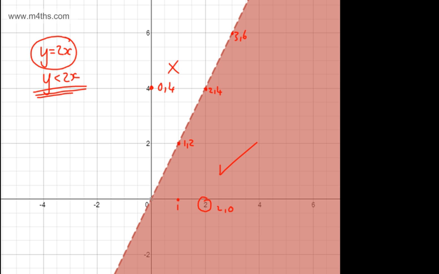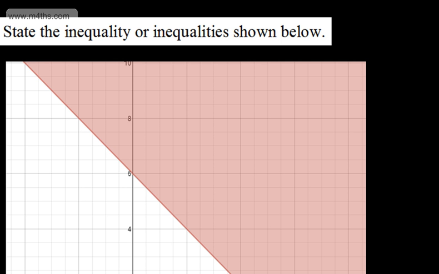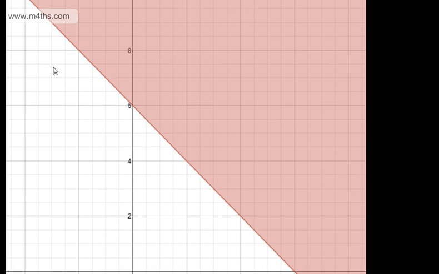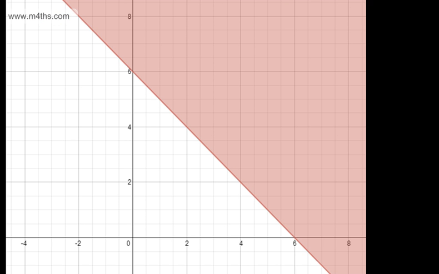Okay, let's look at another one. So state the inequality shown. So what have we got here? Well, we've got this point right here, and this is going to be (0, 6), and this is going to be (6, 0). So what we can say for this particular case is that this line is going to be x plus y is equal to 6. Alternatively, you could have said that y is equal to 6 minus x using the gradient intercept method. I prefer this particular approach.